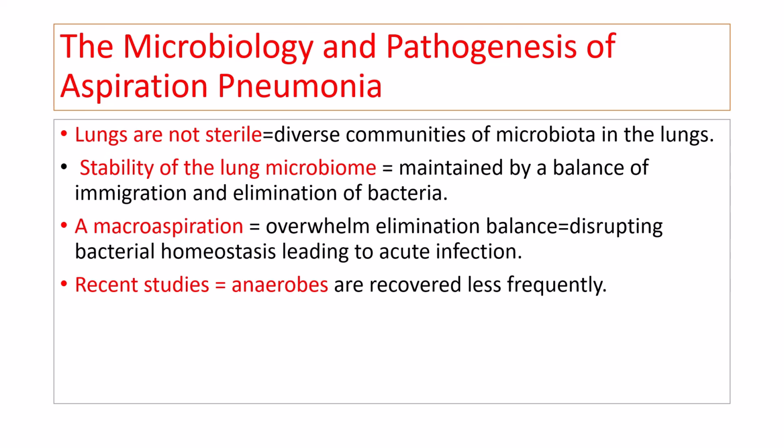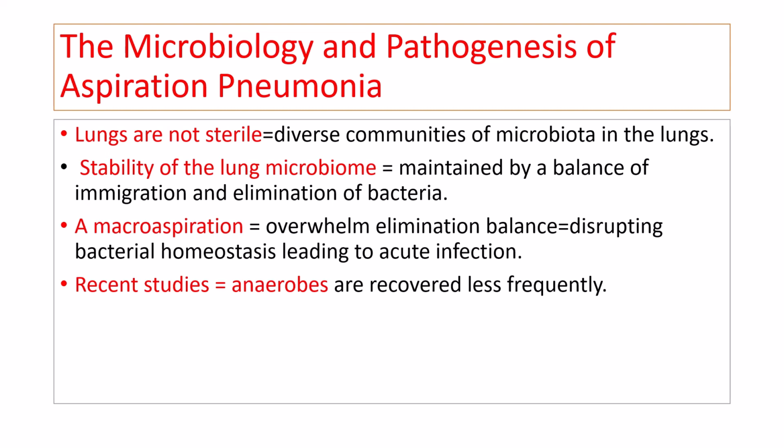The microbiology and pathogenesis of aspiration pneumonia. Lungs are not sterile; there are diverse communities of microbiota in the lungs. The stability of the lung microbiome is probably maintained by a balance of immigration and elimination of bacteria, and by feedback loops. Immigration involves bacterial movement from the oropharynx to the lung primarily by means of microaspiration, and elimination mainly occurs through ciliary clearance and coughing. An inflammatory event may lead to epithelial and endothelial injury, creating a feedback loop that can promote inflammation, disrupt bacterial homeostasis, and increase susceptibility to infection.